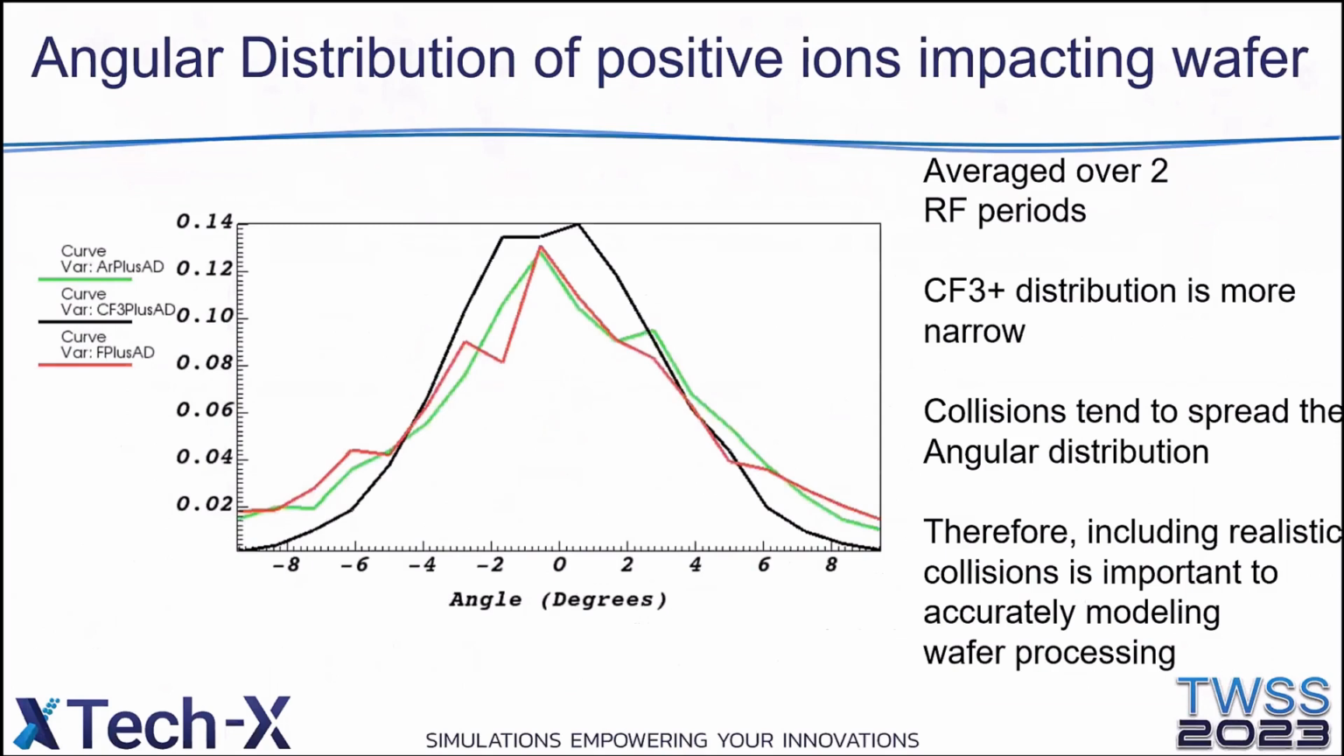And here is the angular distribution. And again, colors, the argon is yellow, CF3 is black, and F plus is red. And we see that the CF3 is a bit more narrow than the other two ions. But one of the consequences of adding more collisions in ions is these distributions tend to get spread out more. So it's very important to put in the correct chemistry, because if you're actually going to get the correct angular distributions and energy distributions, you need to be modeling the system correctly.